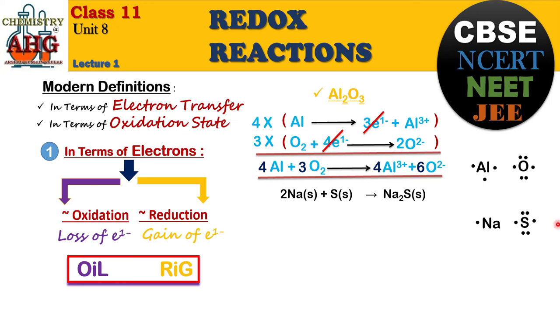Okay students, if you have written, just look at sodium. It would have lost 1 electron. After losing 1 electron, sodium must get 1 positive charge. But sulfur gains 2 electrons. After gaining 2 electrons, sulfur would get a charge of 2 negative.